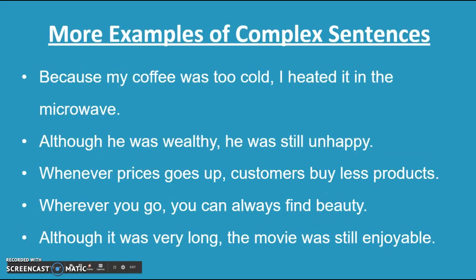Here are a couple more examples. Because my coffee was too cold, I heated it in the microwave. Although he was wealthy, he was still unhappy. Whenever prices go up, customers buy less products. Wherever you go, you can always find beauty. Although it was very long, the movie was still enjoyable. So look at how in these sentences the first part depends on the second part, and it cannot stand alone. Look at this last sentence. Although it was very long, that cannot stand by itself. It depends on the fact that the movie was still enjoyable. So these are examples of complex sentences.